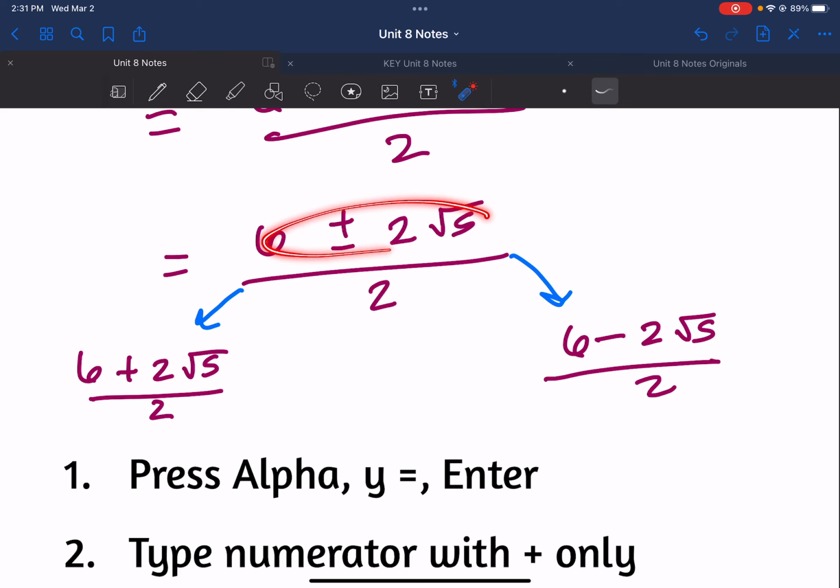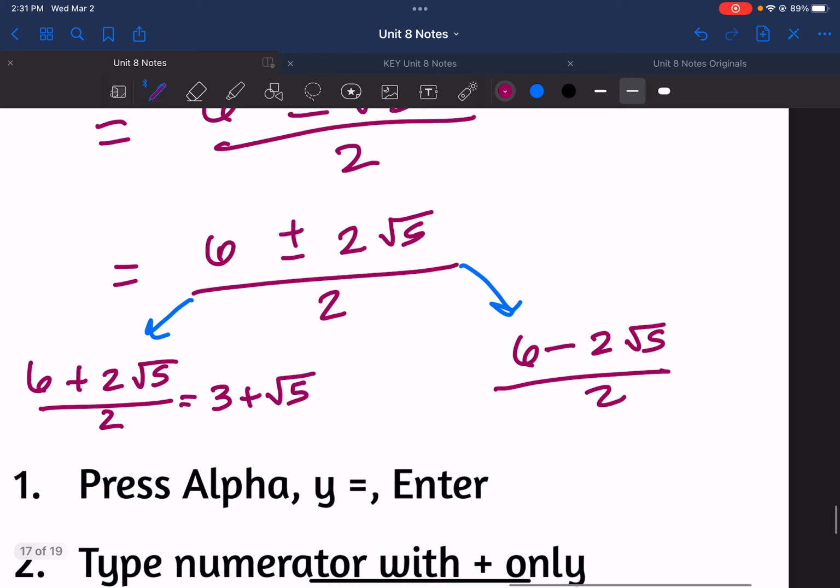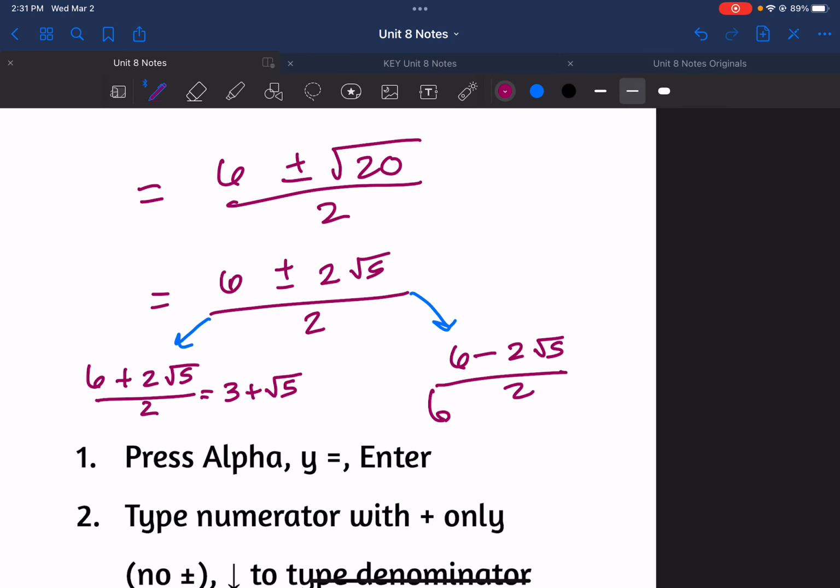So I basically have two expressions up top, okay? And then you would simplify further if you can, and in this case you can because I only want to focus on everything that's not under the radical, right? So the 6 and this 2, do they have one number that they're both divisible by? So 2 divides into 6 and 2 divides into 2. So really this simplifies to 3 plus square root 5. And this right here simplifies to 3 minus square root 5.